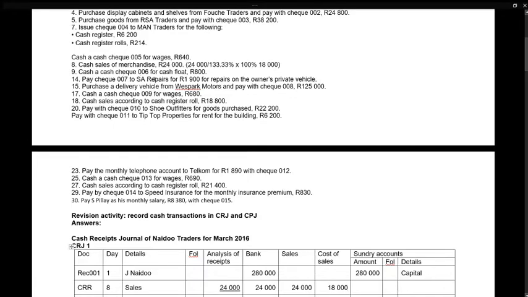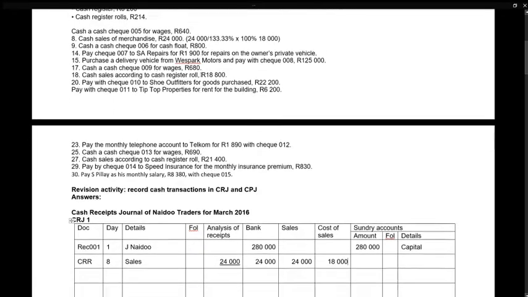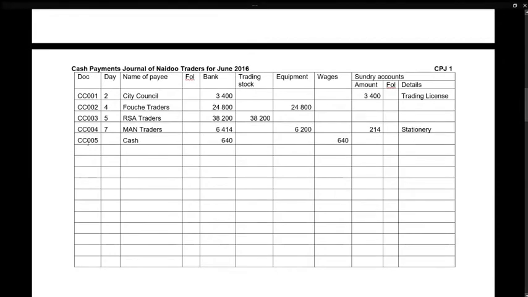Next transaction took place on the 9th. Cash check 006 for cash float, 800 Rand. Alright, let's go and record that. So we are paying money, we are taking money out of our bank account to put it into our cash float. This is where we get change to give to customers that buy on cash or with cash. Right, so details will be cash whenever you pay money into your cash float. The amount was 800 Rand, not for trading stock, not for equipment, not for wages. Therefore, we need to take it to our sundry account, details being cash float.